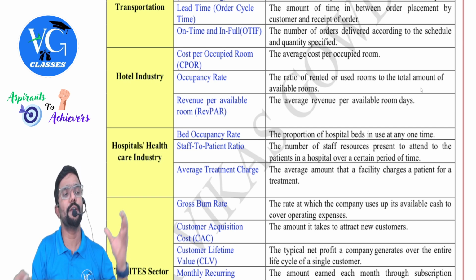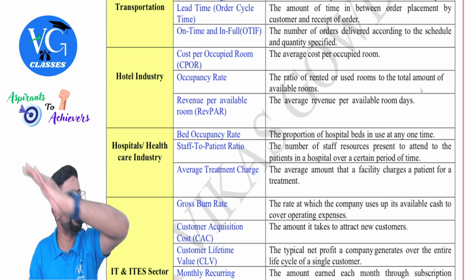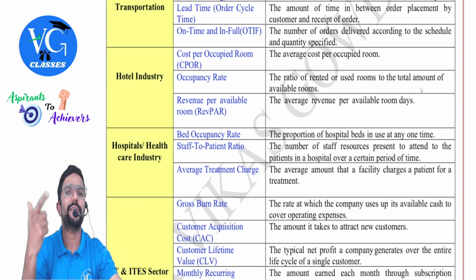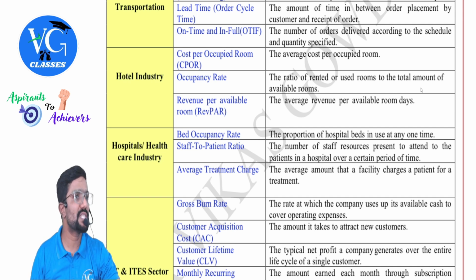Yeah. So in that case, what I can do is take total revenue and divide it by total rooms. I will get on an average per room how much we are charging.